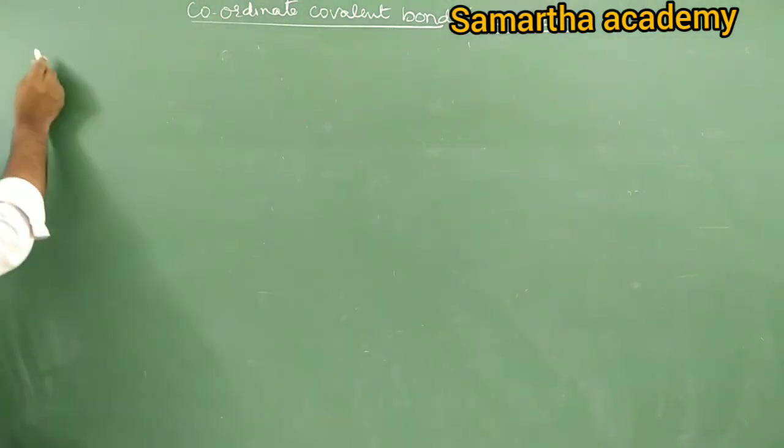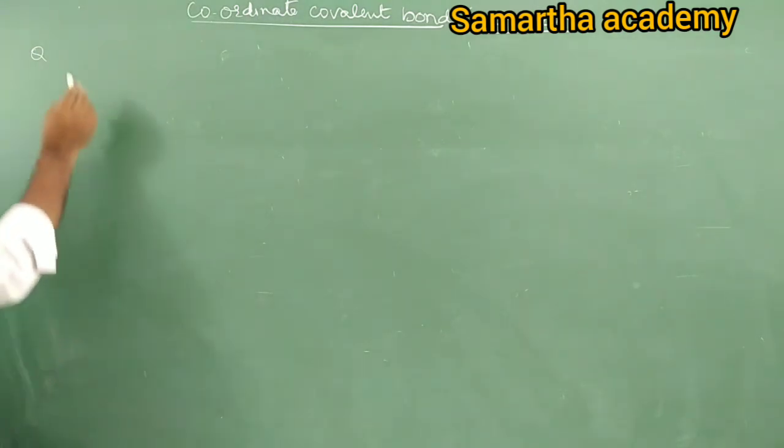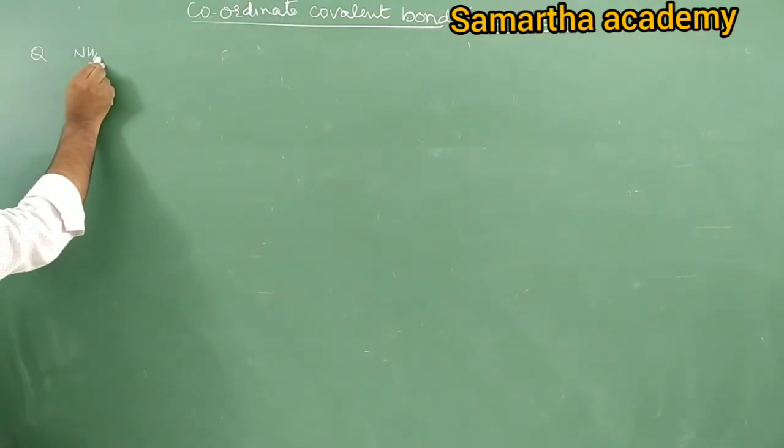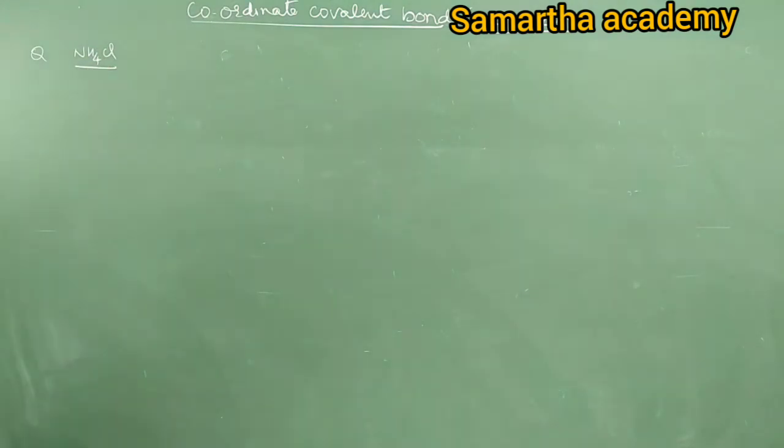Okay, write the question. Which of the following bonds are present in ammonium chloride? I think we have come across the same question. In ammonium chloride, which bonds are present? 1. Ionic bond, 2. covalent, 3. dative, 4. all.